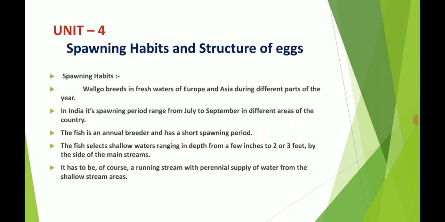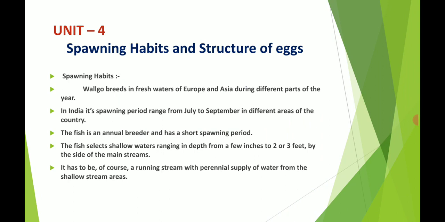In India, the spawning period of Wallago attu is July to September, that is July, August and September, in different areas of the country. The fish is an annual breeder and has a short spawning period. This means it breeds once a year, and again after one year, so it has a short spawning period.